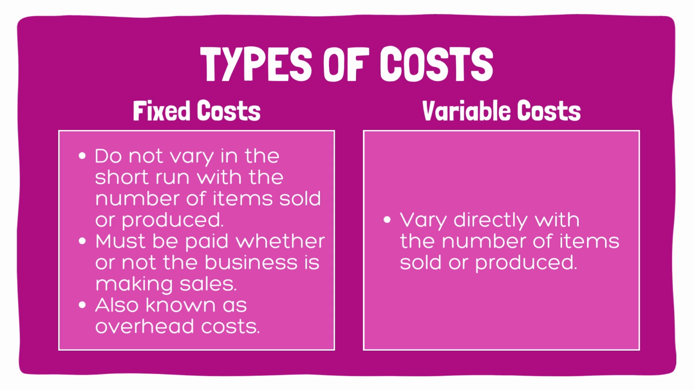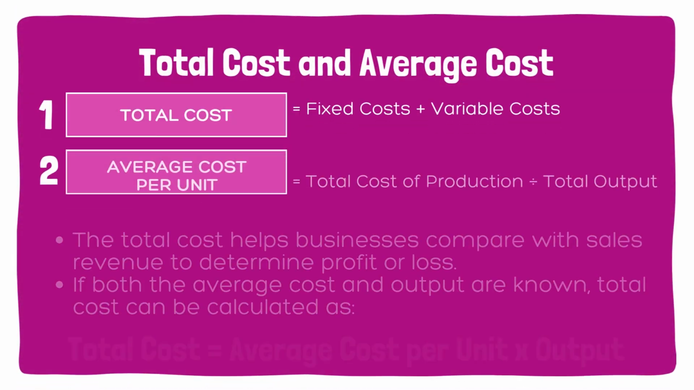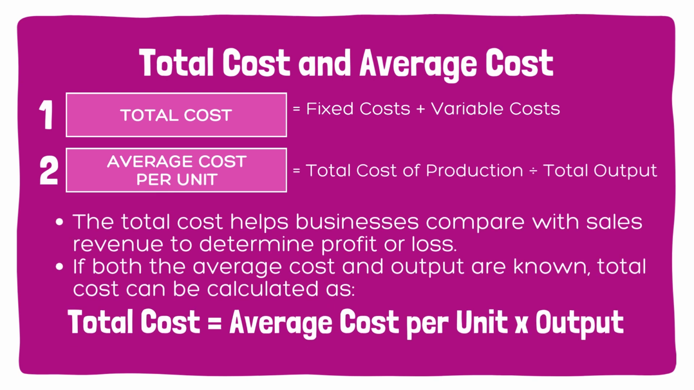Fixed costs do not change in the short run with sales or production and must be paid regardless of revenue. These are also called overhead costs. Variable costs change directly with sales or production. Total costs equal the sum of fixed and variable costs over a period and can be compared with revenue to assess profitability.